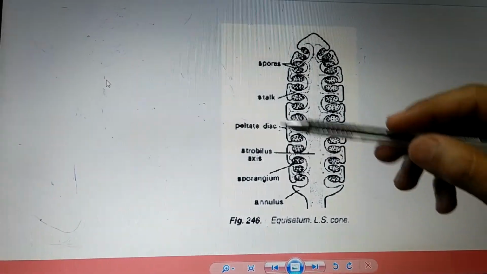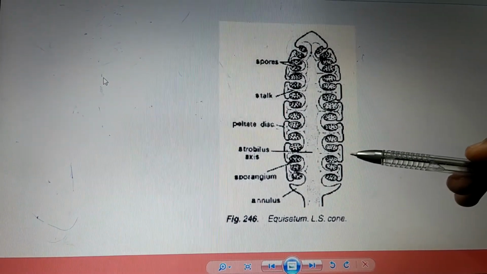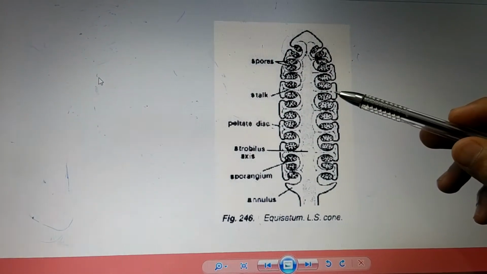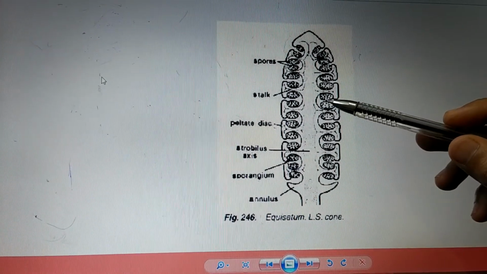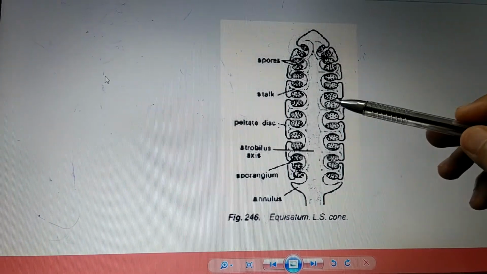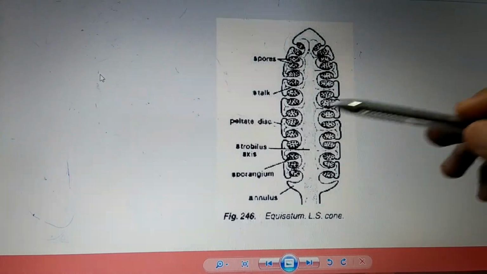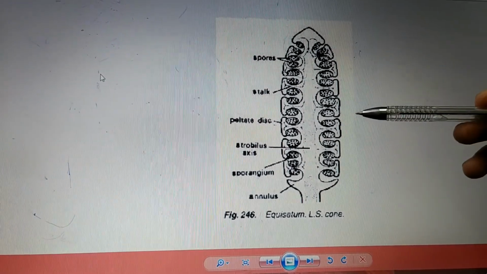On the annulus grows this cone shaped structure which we call a strobili, inside which we have sporangiophores. On the inner side of the sporangiophore we have sporangium. Inside the sporangium we have the developing spores, arranged orally on the central axis. This is the longitudinal view.